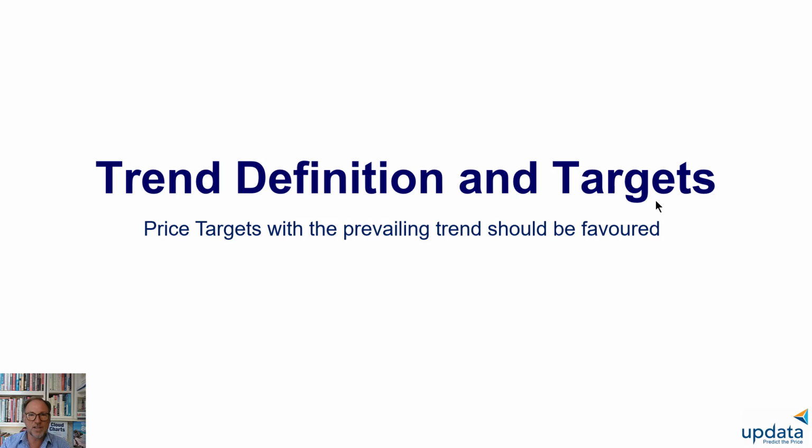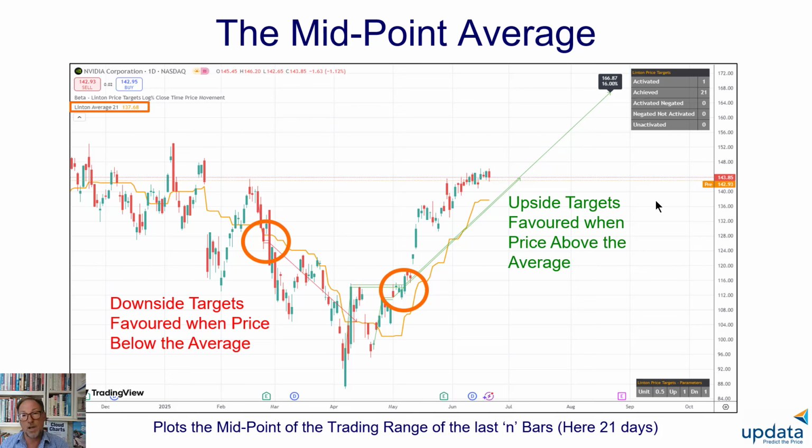Trend definition is another big factor in using targets because we want to favor targets with the trend. Now, anyone who follows me knows I often use Ichimoku charts for the trend definition. Ichimoku charts are based on midpoint averages, and so we supply also with the targets a midpoint average. I like the 21-day midpoint average. If I'm above that line, I know I'm above the middle of the 21-day trading range. If I'm below that line, I know I'm below the middle of the 21-day trading range.